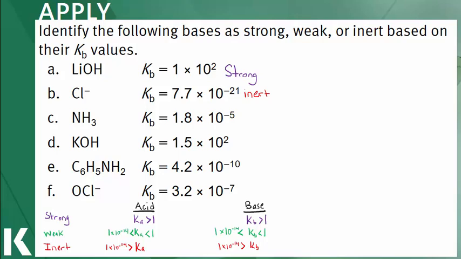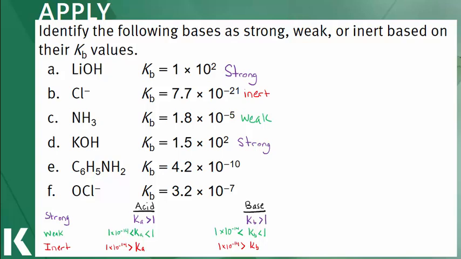This is larger than Kw, but not larger than 1, so this is a weak base. You may see potassium hydroxide in D and immediately know it's one of the strong bases based off prior knowledge, but let's take a look at this quantitatively. The Kb is certainly larger than 1, and this is confirmation that it is a strong base.